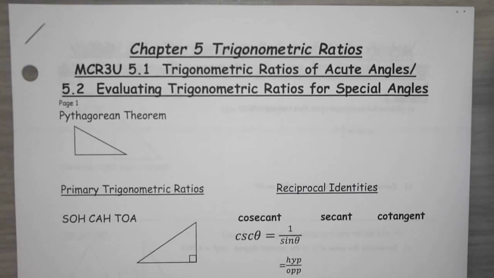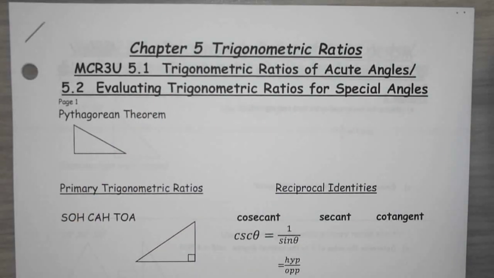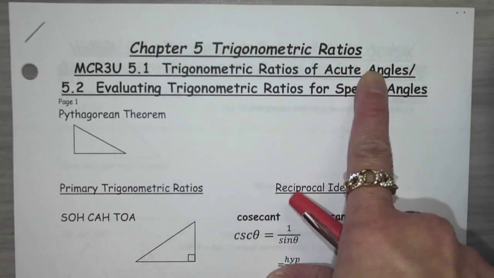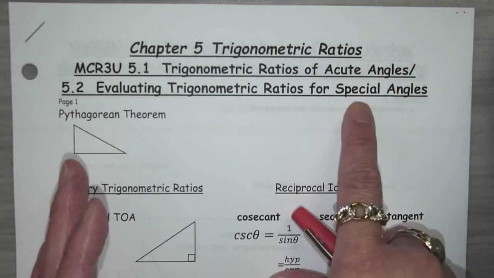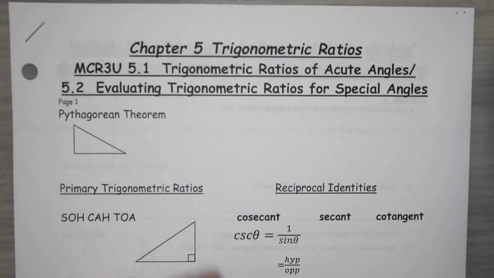We're in Chapter 5, which is all going to be about trigonometric ratios. 5.1 and 5.2, we're putting together because it's a lot of review of grade 10 stuff. And we're going to do some special angles here. So these acute angles, we already know that. That's a bit of the review that we're going to start with, and then we're going to head into the special angles. So we're kind of doing both sections at once.